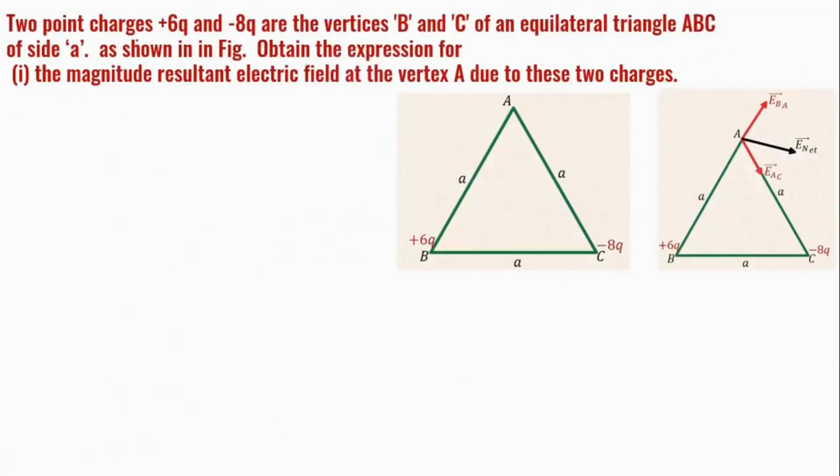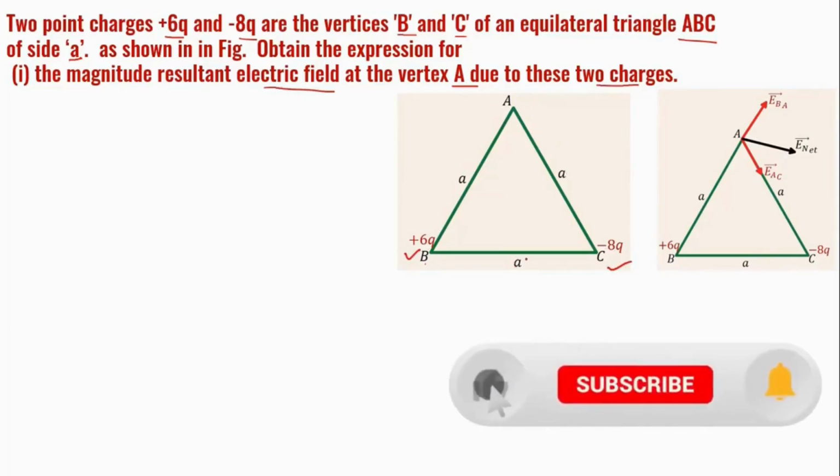Now we have two point charges, plus 6q and minus 8q, placed at the vertices B and C of an equilateral triangle ABC of side a. Obtain the expression for the magnitude of the resultant electric field at the vertex A due to these two charges. So this is the given figure. ABC is an equilateral triangle where at the point B we have placed a plus 6q charge, and at the point C we have placed a minus 8q charge. This equilateral triangle has each side of length a. Now our aim is to find the net electric field at the vertex A.